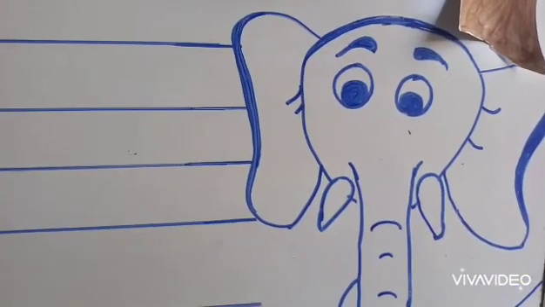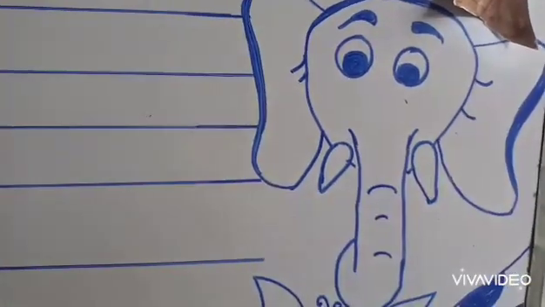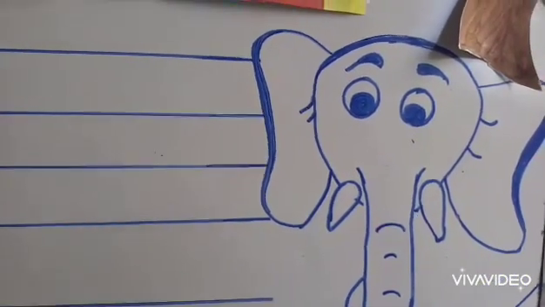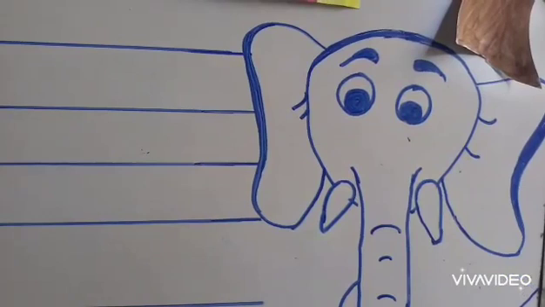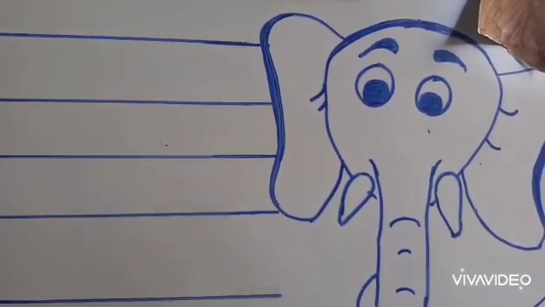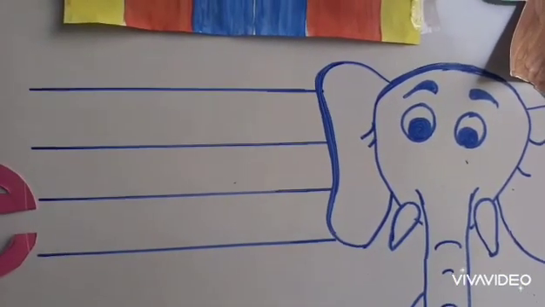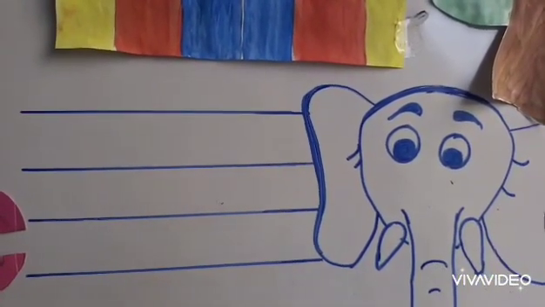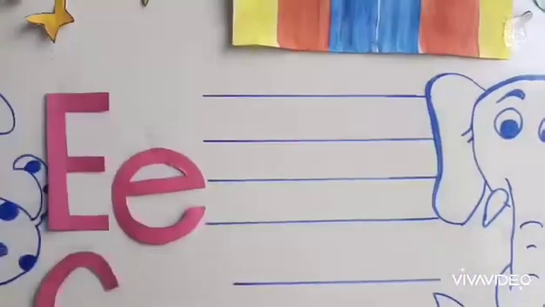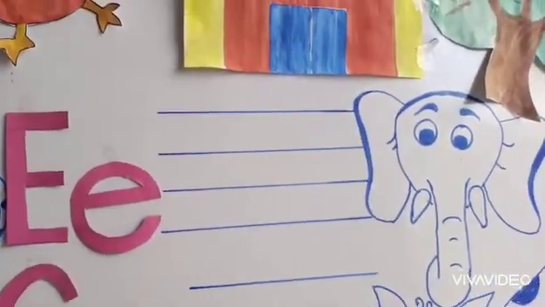What do we have here? Is this a bear? No. Is this a zebra? No. Then what is it? This is an elephant. Yay! E for elephant.